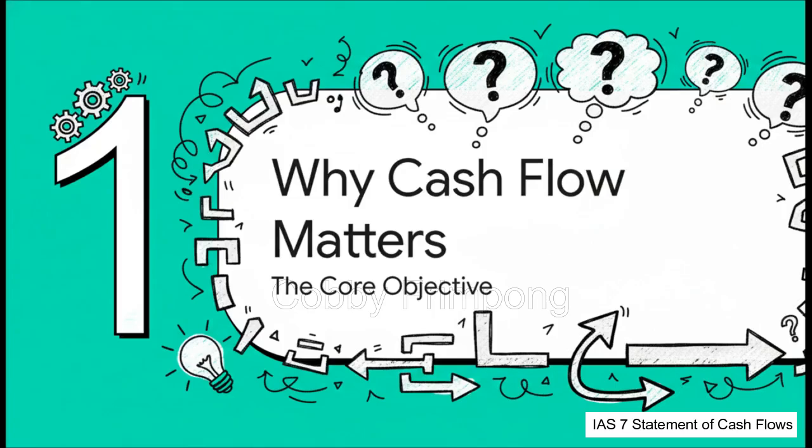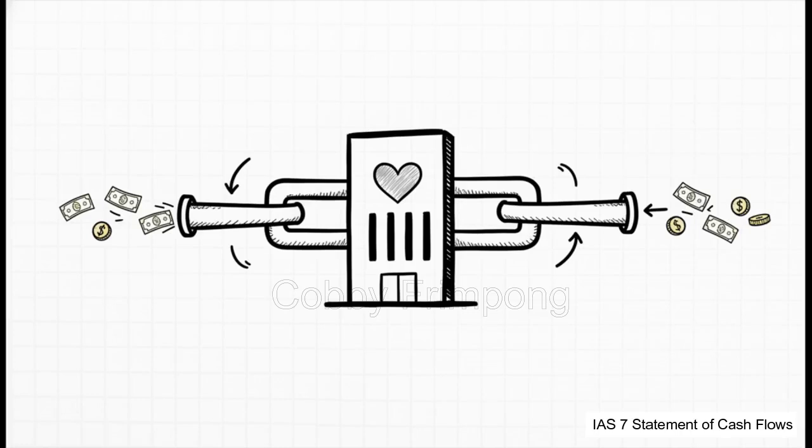First things first. What's the whole point of this statement? Why do we even have it? It really boils down to just one thing: tracking the real, actual movement of cash. The income statement can be shaped by different accounting rules and estimates, but the cash flow statement tells you where the hard cash came from and where it went. No ambiguity here. It is the absolute lifeblood of any business.